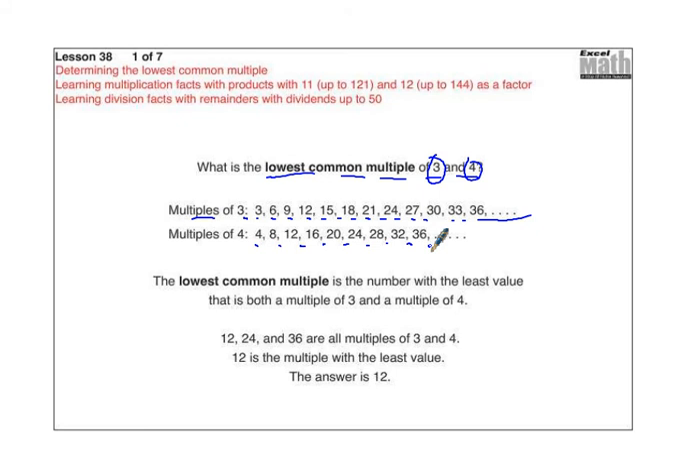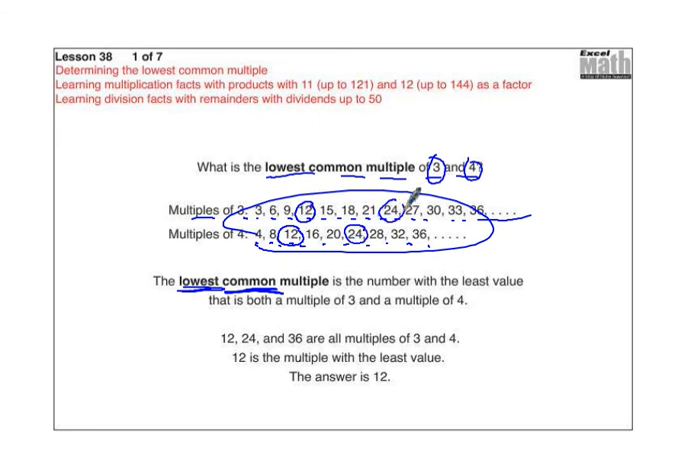So the lowest common multiple is the lowest number that both of these lists have in common. In other words, what is the lowest number that's in both lists? And if we look along here, we notice that we come across the number 12. That's a common multiple. 24 is in both lists. 36 is in both lists. But the lowest common multiple, the lowest number that's in both lists, is 12. So the answer is 12.